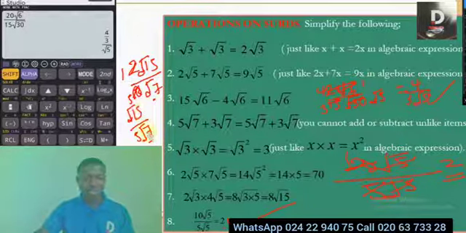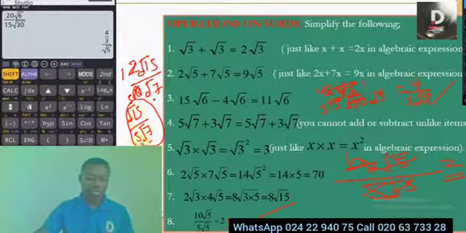Right. Now we are moving to another level. We are going to use this example to move to that level. That is rationalization. So 15 over 5 root 7. Let's see how we can treat that.